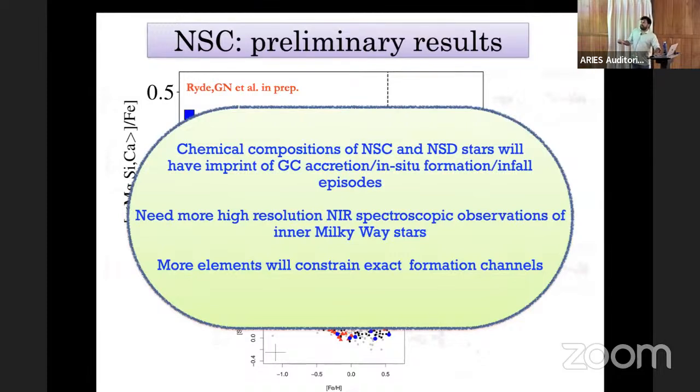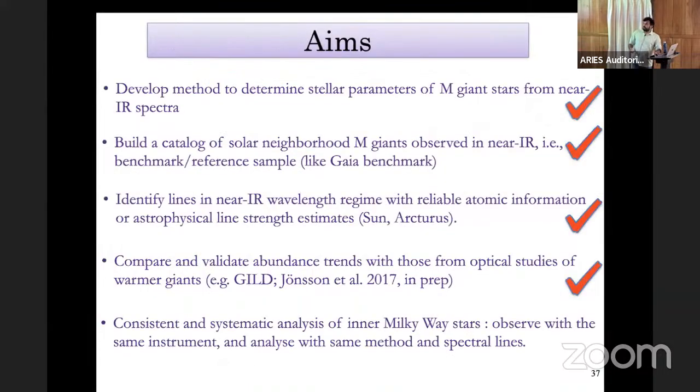So in addition, in order to understand if there are other kinds of formation scenarios that could be contributing, like globular cluster accretion or in situ formation, we need more stars and more chemical compositions, not just alpha elements. So more elements will be coming out soon, with the neutron capture elements as well as fluorine, sodium, etc., which will help us understand what kind of processes would have resulted in the formation of the nuclear star cluster.